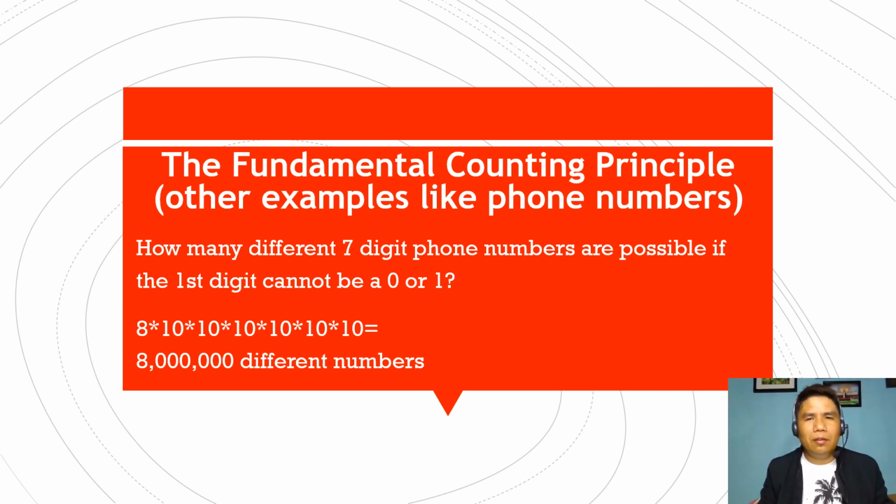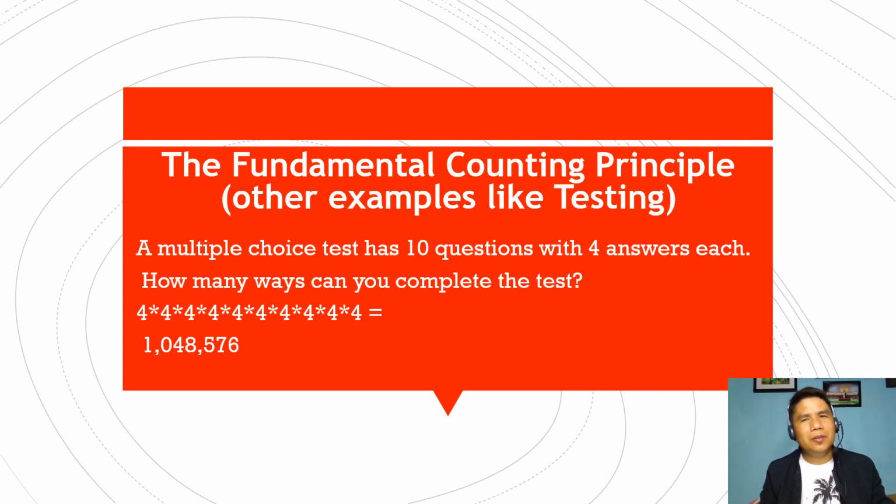If you get the product of that, that will give us the total count of different numbers, which is 8 million. 8 million total count of different numbers. That means different 7-digit phone numbers. That's a lot. Alright, it can also be like an example for testing.